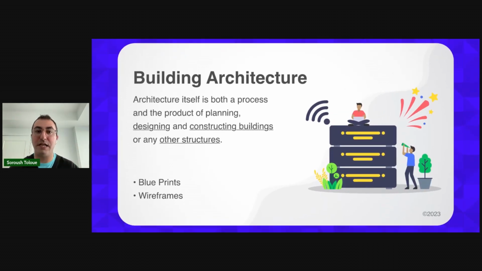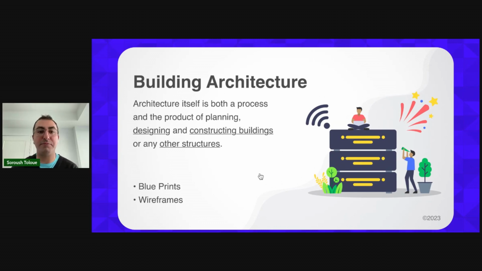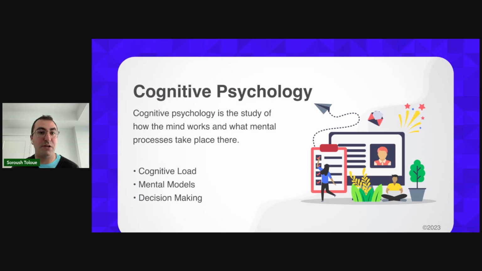Building architecture itself is the process and the product of planning, designing, and constructing buildings and other structures. In terms of building architecture, we have blueprints, which are the equivalent of wireframes in information architecture. And last but not least, we're going to talk a little bit about cognitive psychology. Cognitive psychology is the study of how the mind works and the mental processes that take place there.